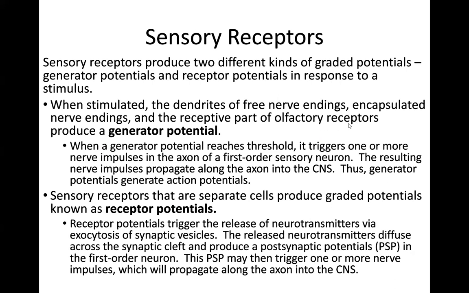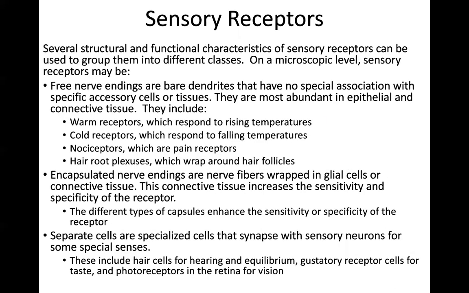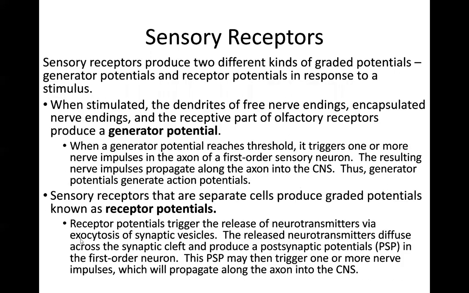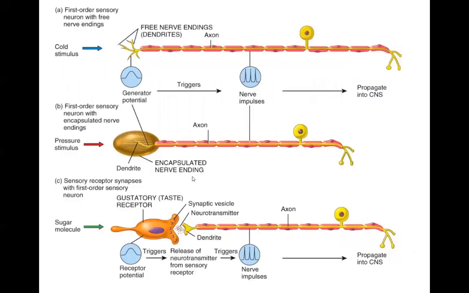which are in the nose and are associated with the sense of smell. Back on this slide, I said that separate cells are associated with hearing, equilibrium, taste, and sight or vision. Remember, there's 5 special senses. Smell's not listed here because smell doesn't use separate cells. Cells associated with smell don't create receptor potentials, they create generator potentials. We call them generator potentials because they directly generate action potentials. Let's highlight that last sentence. It's the easiest way to remember it.